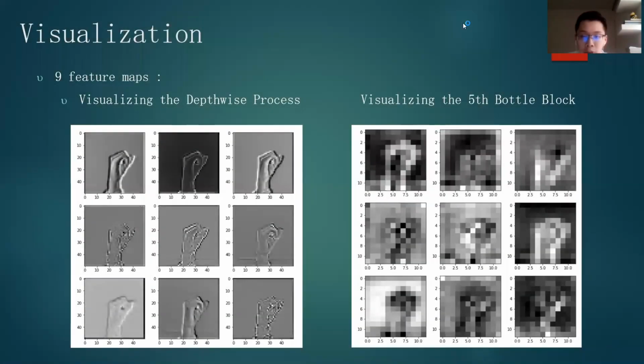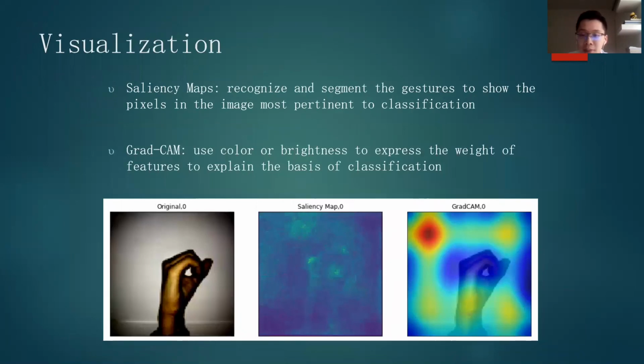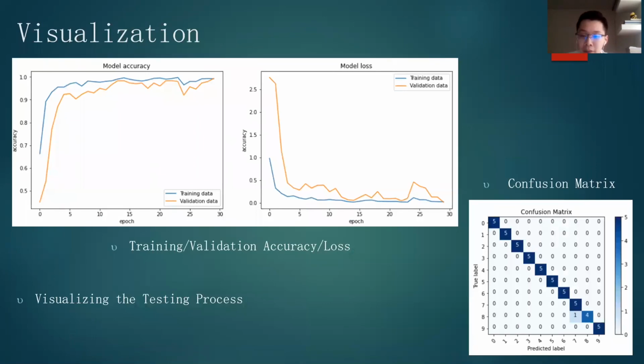So in order to show the effect of MobileNet2, we visualize the training process. Firstly, we use feature maps to show the depthwise convolution in one block. And also we show the image of different bottleneck blocks in different stages. And after that, we use saliency maps and gradient heat maps to demonstrate the feature selection and classification of MobileNet2. And finally, we visualize the process of testing MobileNet2.